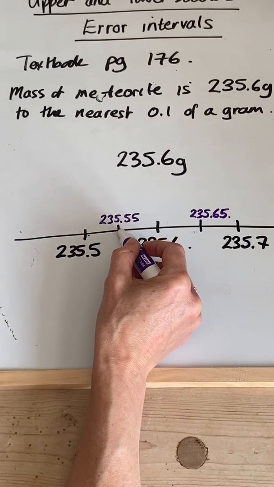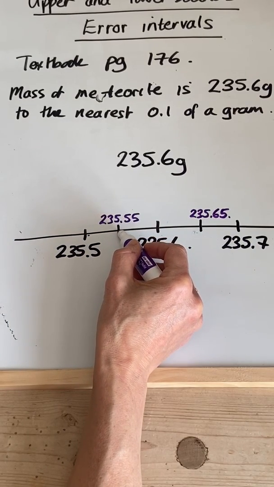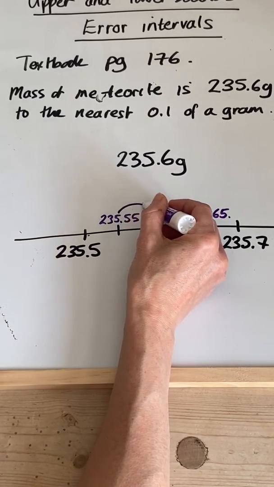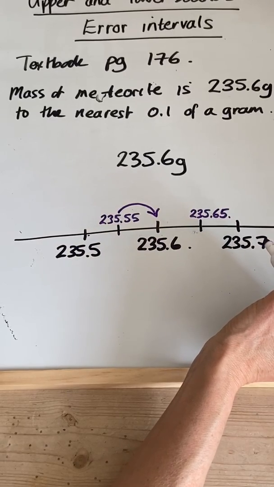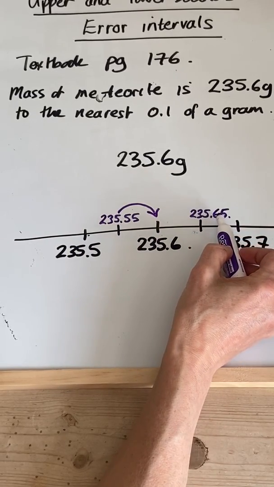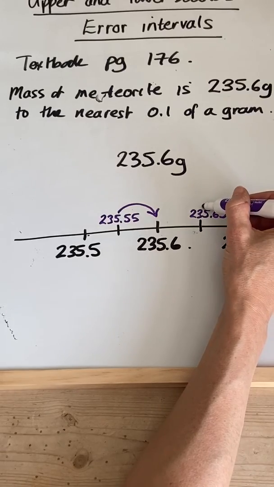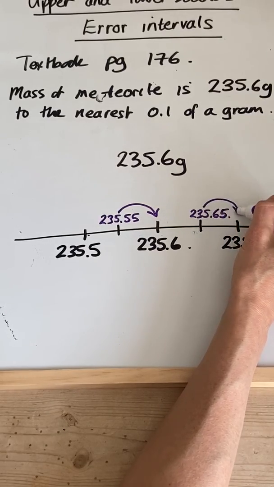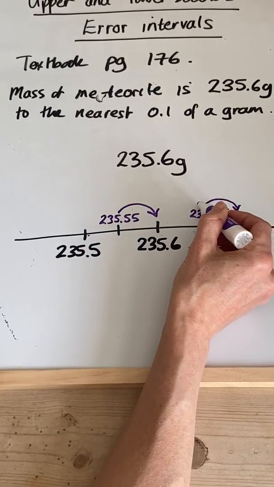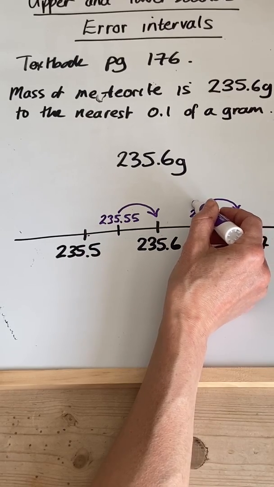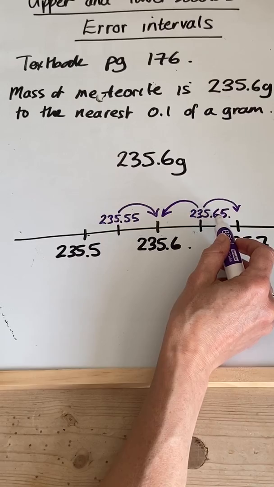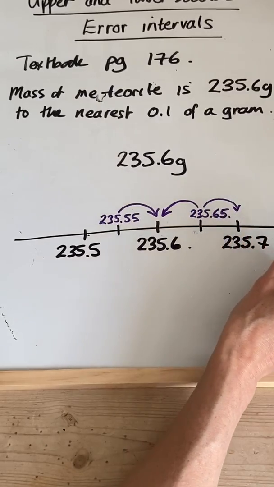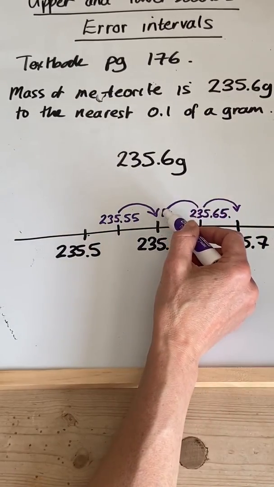If the measurement of the mass of the meteorite was exactly 235.55, it would round up to 235.6 to one decimal place. For 235.65, that would actually round up to 235.7, but anything up to it would round down. So if it was 235.649999999, it would round down.